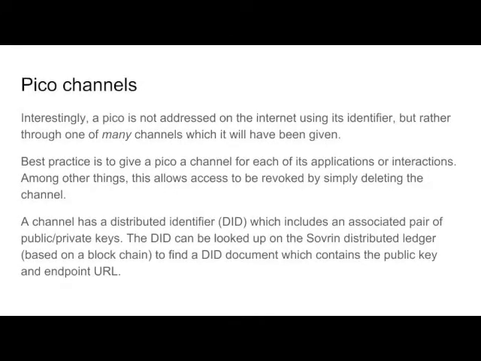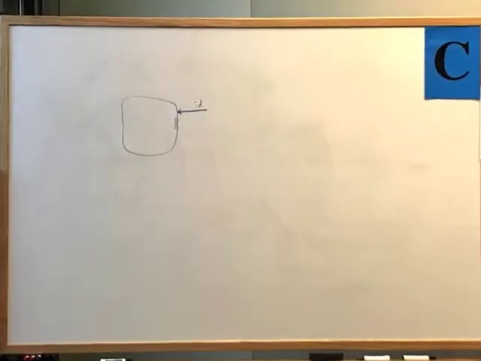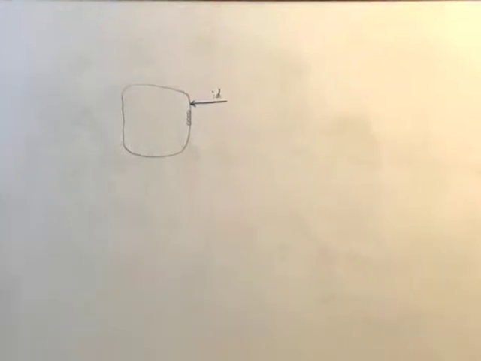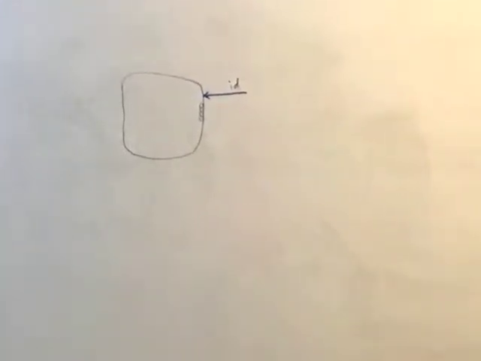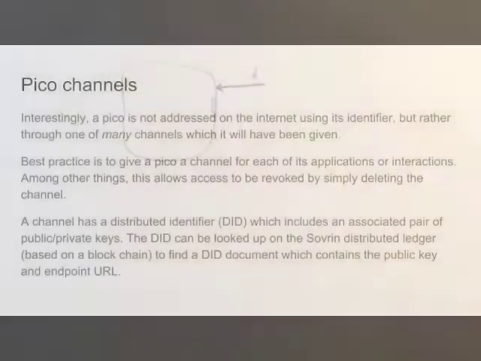A pico is not addressed on the internet by using its identifier, but rather through one of many channels with which it will have been given. The best practice is to give a pico a channel for each of its applications, which allows it to be revoked easily. We'll represent a channel by a small circle on the edge of the pico, 4 shown here.